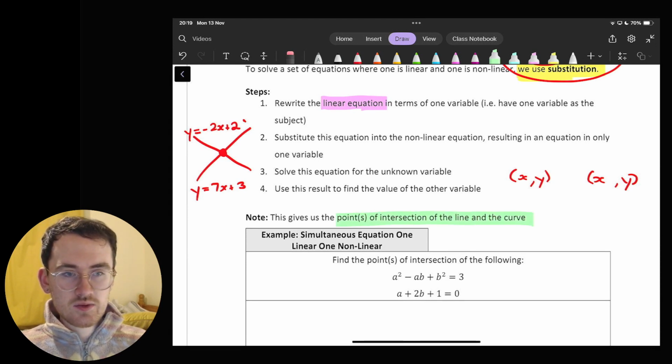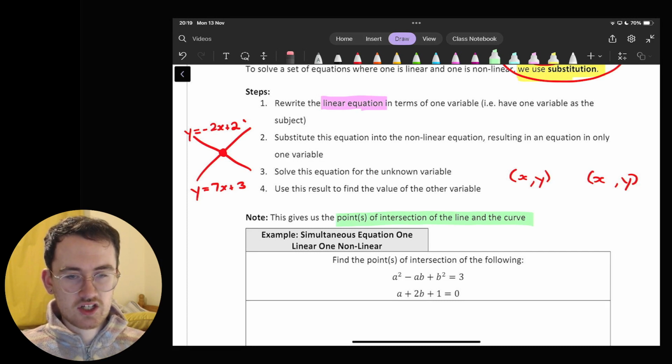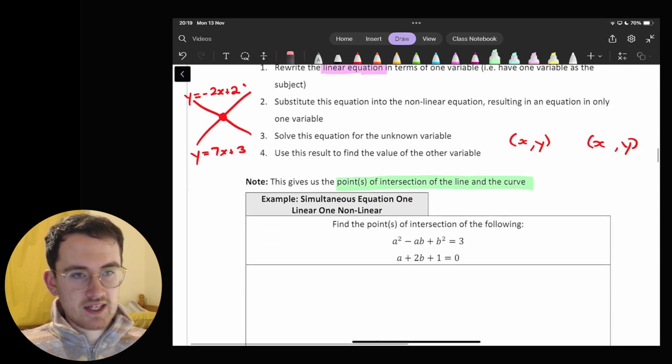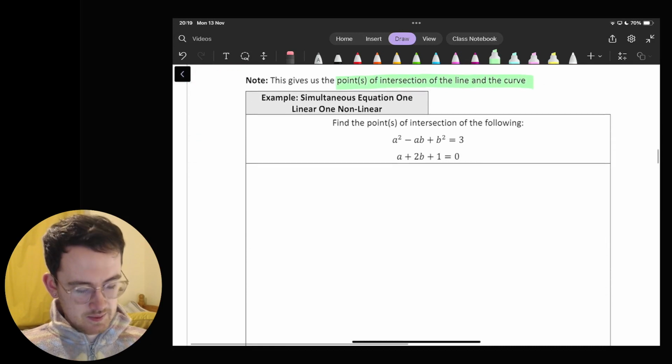Okay, and you can see there as well that I've put in points of intersection because we can have different scenarios for how a line and a curve can intersect. And we're going to look at that in a little second as well, just to get that into our heads. But first of all, let's just look at an example. Let's put some of these steps into practice.